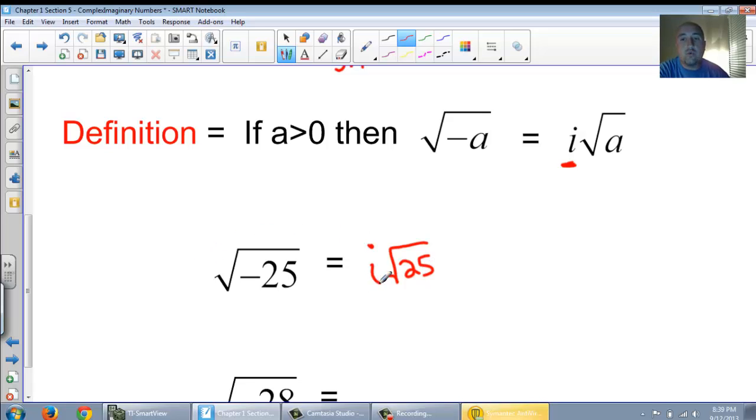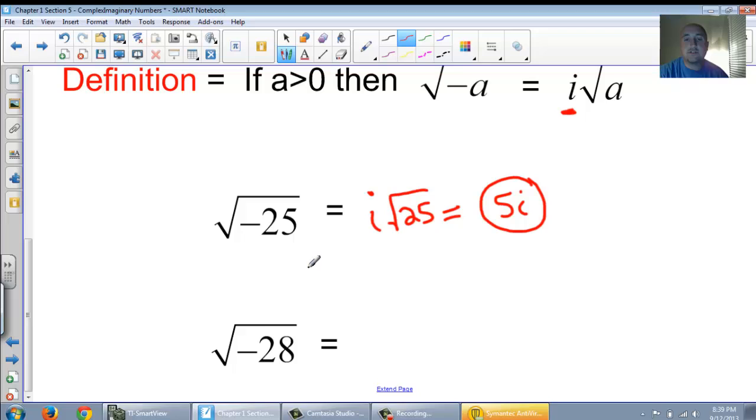Okay. So now once we've taken the i out, we now can solve this problem because we have a positive square root of 25, which we can solve. So the square root of 25 is 5. And then we always put the i at the end of the problem. So the answer is 5i. That should be familiar. You should have seen that at some point.